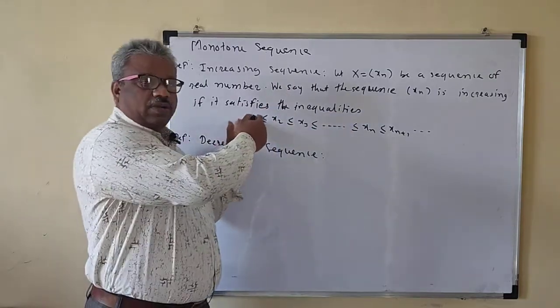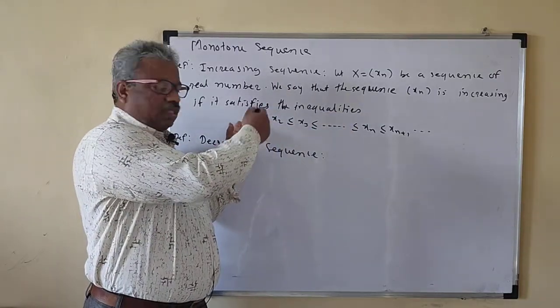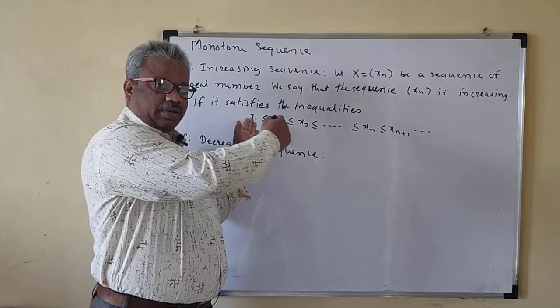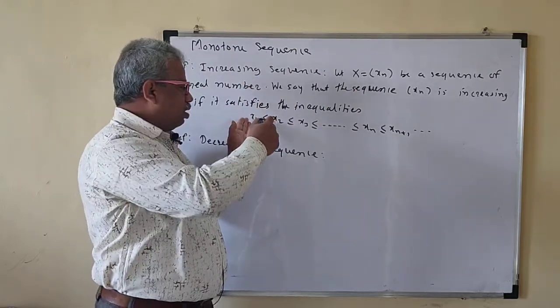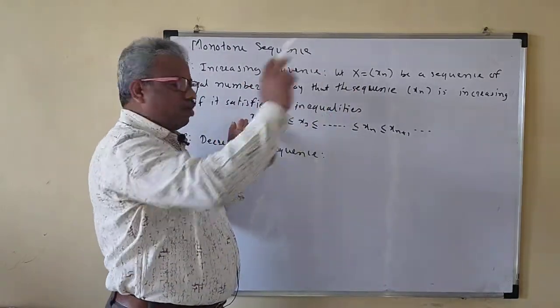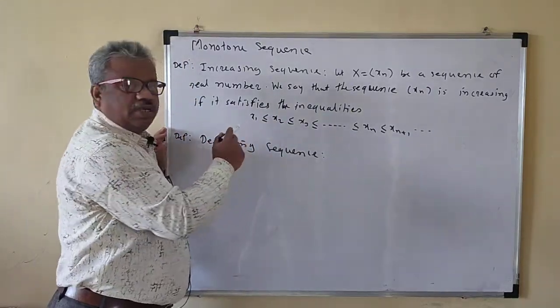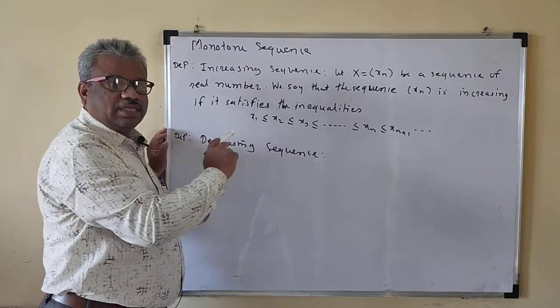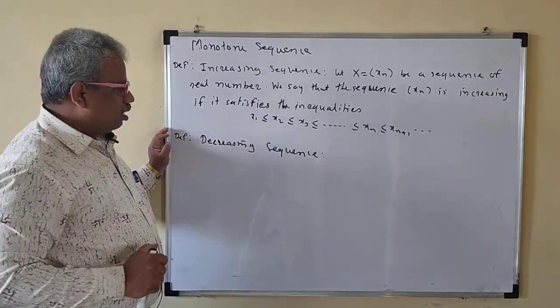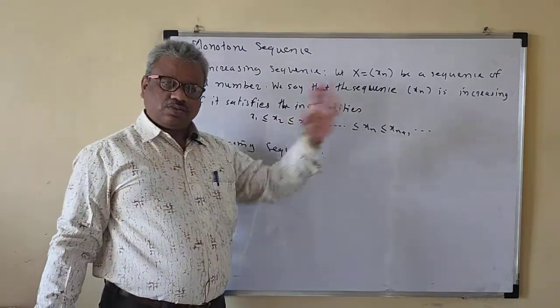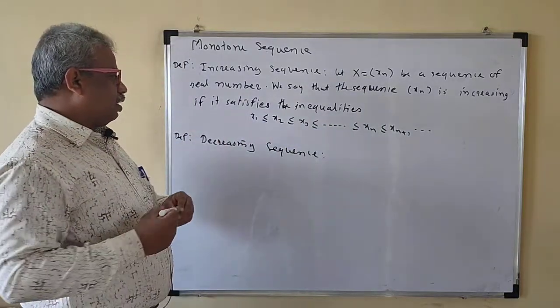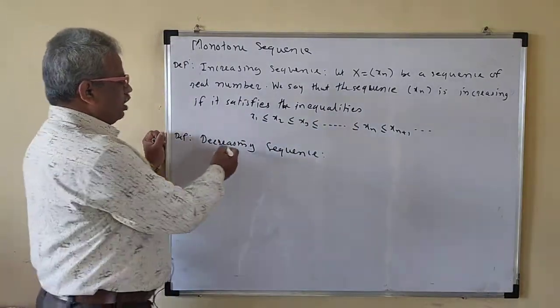That means the values of the first term, then the second term, are increasing. We have the terms increasing in order. The second term is more than the first term. The third term is more than the second term. The fourth term is more than the third term, and so on. Okay, so that is the increasing sequence. Now we'll define a decreasing sequence.